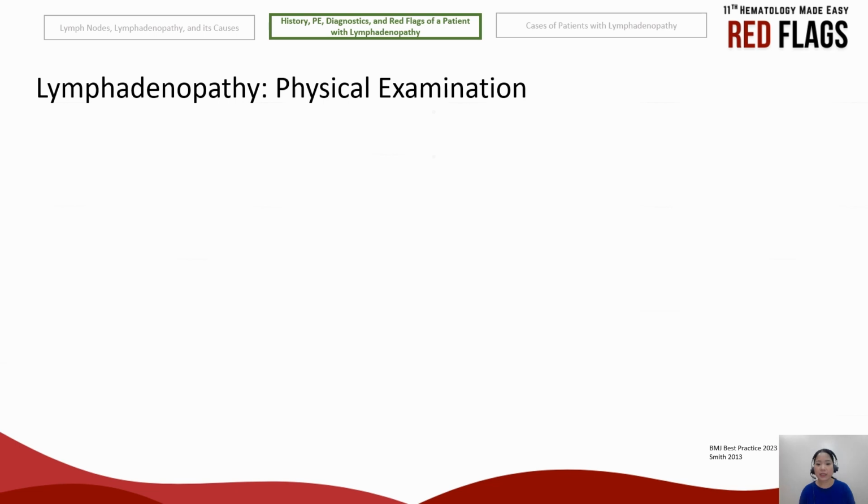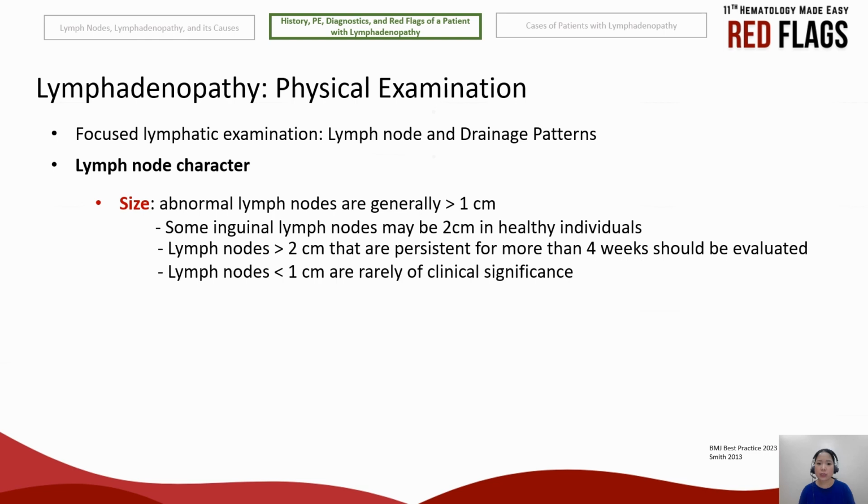For physical examination, the most important examination in a patient with lymphadenopathy is a focused lymphatic examination of the lymph node and its drainage pattern. Let's go first to the lymph node character. In terms of size, abnormal lymph nodes are generally more than 1 centimeter. However, some inguinal lymph nodes may still be normal at 2 centimeters among healthy individuals. Lymph nodes which are greater than 2 centimeters and persistent for more than 4 weeks should be evaluated. So that's important, okay, 4 weeks. And lymph nodes that are less than 1 centimeter are rarely of clinical significance.